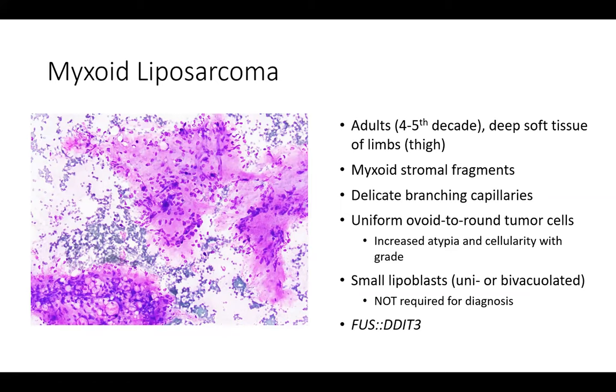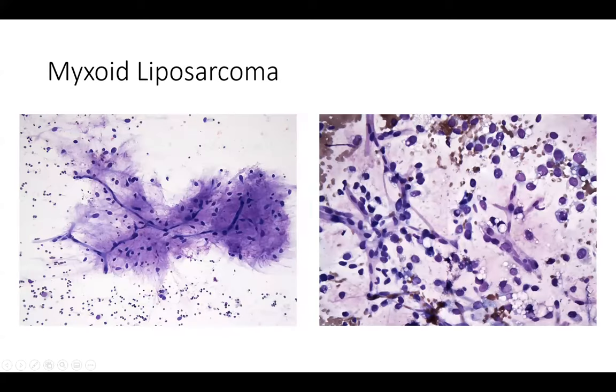These lipoblasts, you can see here from low power, are enmeshed also in the myxoid stromal fragments. They're usually uni or bivacuolated, but in contrast to pleomorphic liposarcoma, their presence is not required for the diagnosis. These are characterized by FUS-DDIT3 fusions, which can help support the diagnosis, but in many cases, the cytologic features are diagnostic. As I mentioned, lipoblasts are not necessary for the diagnosis.